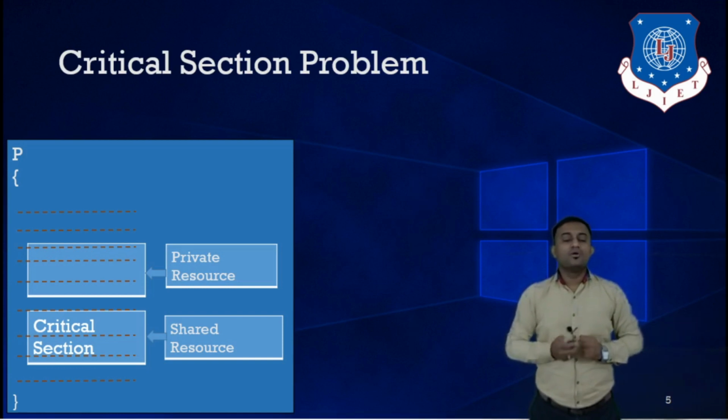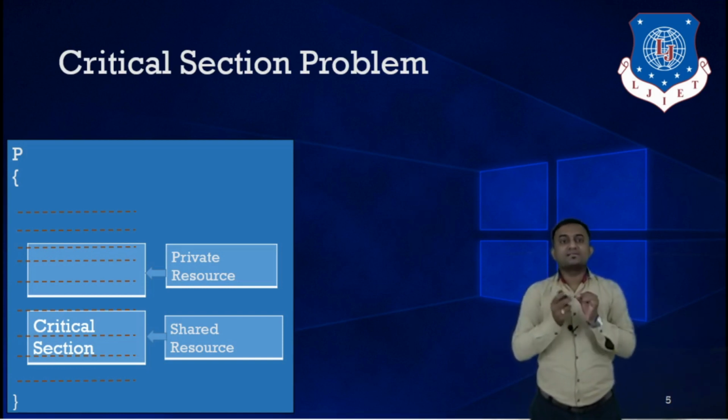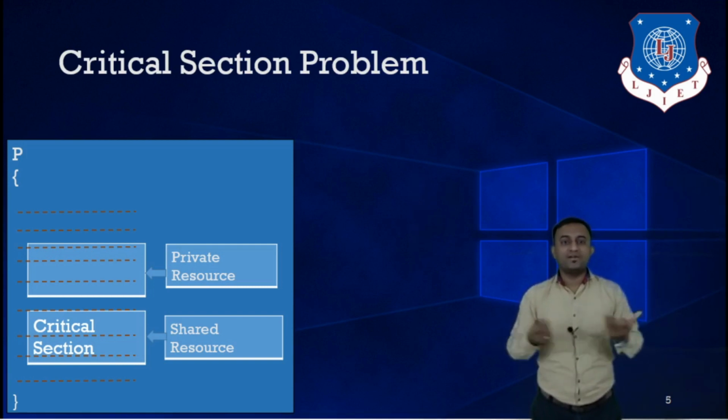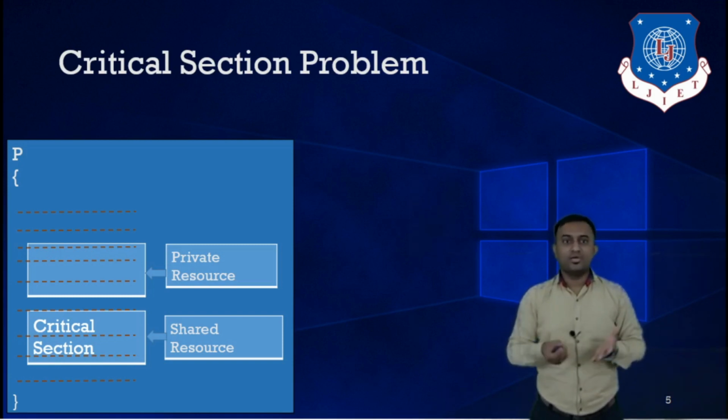In this case there are chances of inconsistency. In real life, suppose there are two types of resources, private and public, or shared resources. With a private resource, suppose at your home you are using your television or a mobile phone, irrespective of the order of execution it won't lead to any problem, because you are the owner of that resource and nobody else can use it.